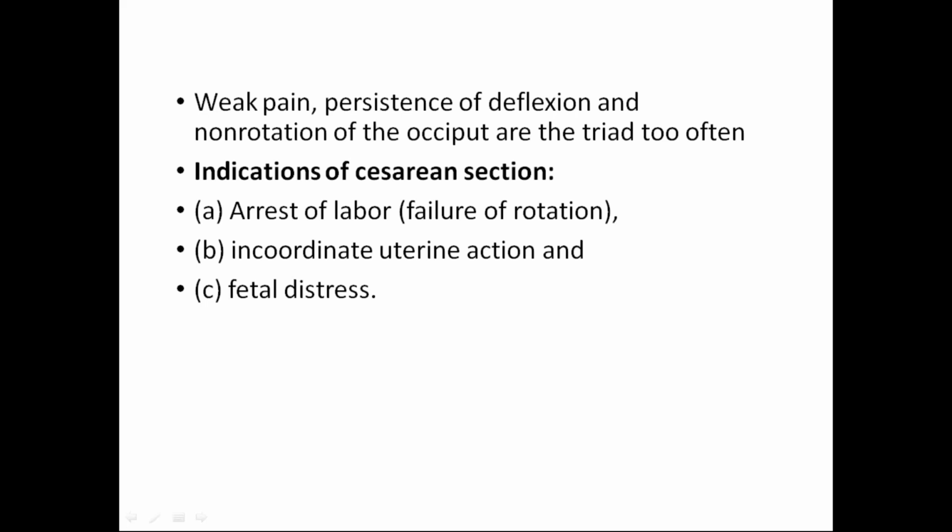Incoordinate uterine contraction is a different condition, where contractions are not synchronized; normally the uterine contraction starts from one of the cornua and spreads. If there is incoordinate uterine contraction, then you have to do a cesarean section. Fetal distress, definitely you cannot do anything else. If there is fetal distress, you have to go for cesarean section.